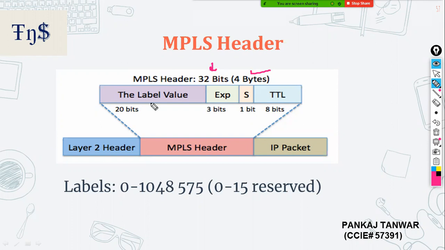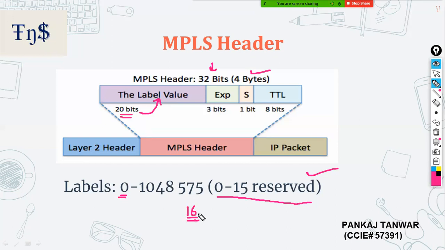So the first 20 bits in that 32 bit header are reserved for the label value, right? So we have 20 bits. That is why you can see the range of label is from 0 to 1048575. In that particular range, labels from 0 to 15 are reserved labels, okay? The assignment of labels normally starts from 16. So from 0 to 15, the labels are reserved.